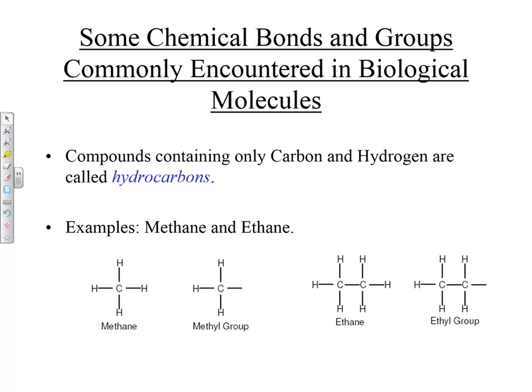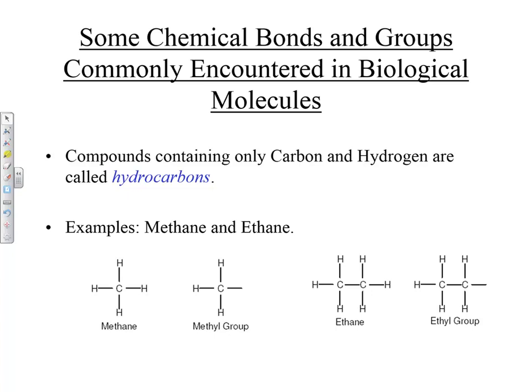Examples of them are methane, CH4, C single bonded with H, single bonded with H. This is methane, it's a gas. Then another one is ethane, C2H6. And the general formula is CnH2n+2. So if n is 1, it's CH4. If n is 2, it's ethane, C2H6. If n is 3, it's propane, C3H8. If n is 4, it's butane, and so on.